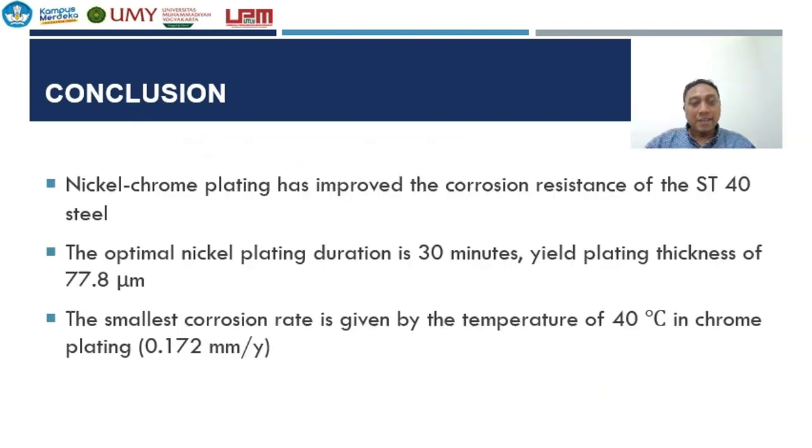And here is the conclusion. The first is nickel chrome plating has improved the corrosion resistance of the ST40 steel. And then the optimal nickel plating duration is 30 minutes, which yields a plating thickness of 77.8 micrometers. And then the smallest corrosion rate is given by the temperature of 40 degrees Celsius in chrome plating, that is 0.172 millimeters per year.